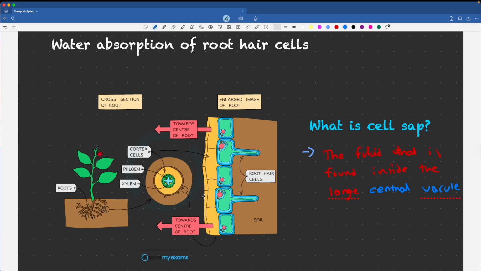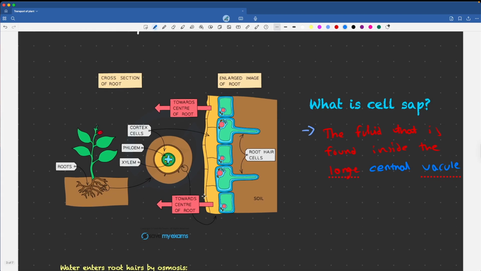So how does the water actually move? The water moves by osmosis. This process doesn't require energy. No energy required. Remember that. For osmosis to happen, the water has to move from a higher potential to a lower potential. So here comes the interesting part.